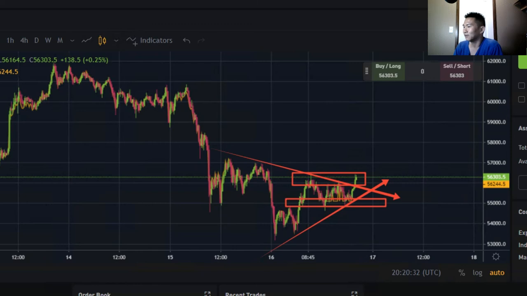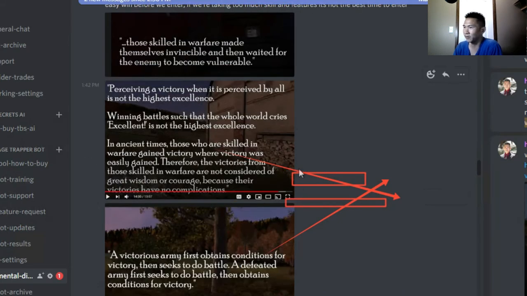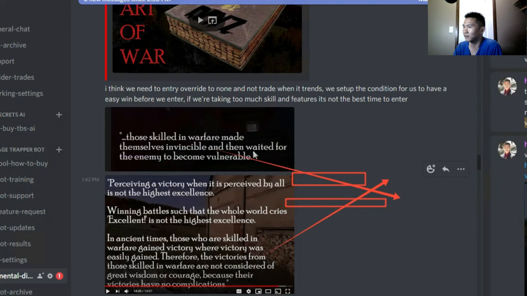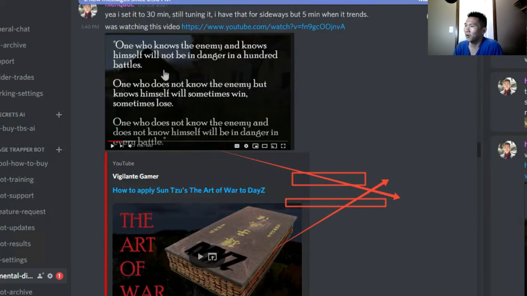Okay, let's see here. Let's go back over to here. So it's important that you know yourself and what you're capable of, which is here. Let's see, what's the other one? Here: one who knows the enemy. You know what the enemy is doing, right? Sideways, pump and dump, whatever. Trend up, trend down. And knows himself.